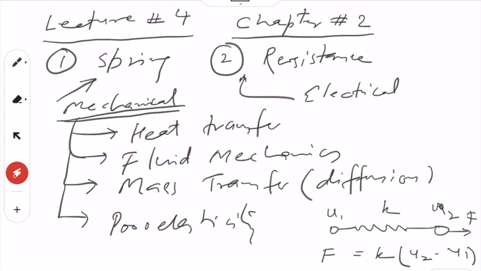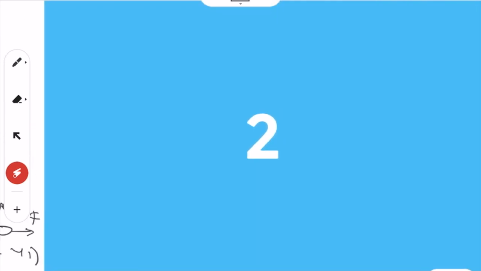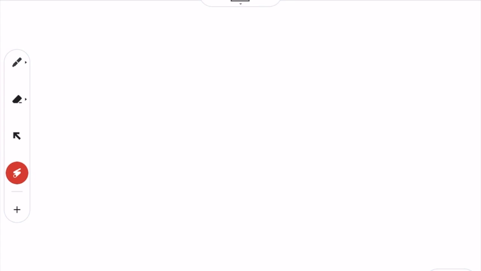So let's look at these things one by one, and accordingly we will find out how we can do it. Let's start with heat transfer. In heat transfer, there is something called Fourier's law.